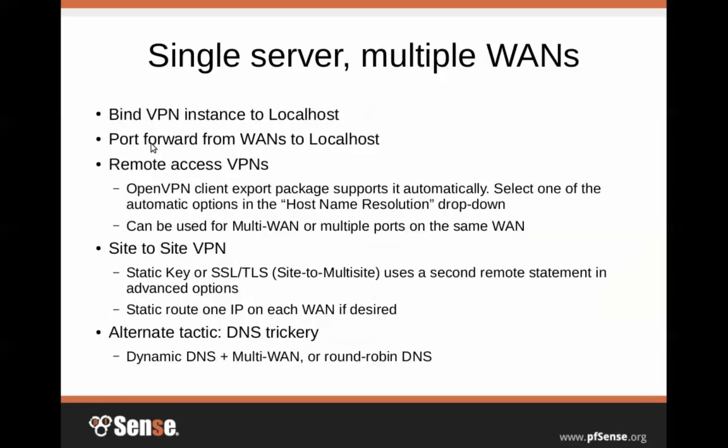So yeah, and that's really useful for remote access VPNs as well. The OpenVPN client export package has support in there. You can choose the hostname resolution dropdown. There are two automatic settings in there, one for by IP, and the other one goes by dynamic DNS. So if you have a dynamic DNS hostname on each of your WANs, it will use that. And this works with not just one port forward on each WAN.